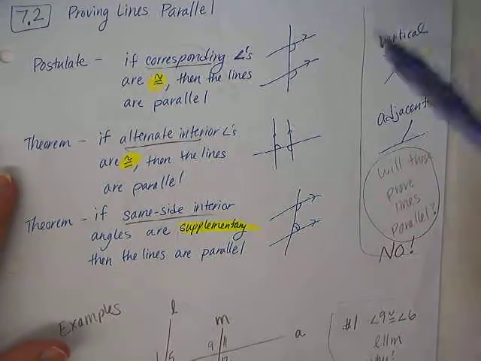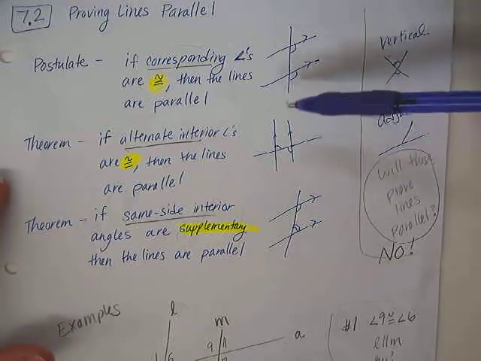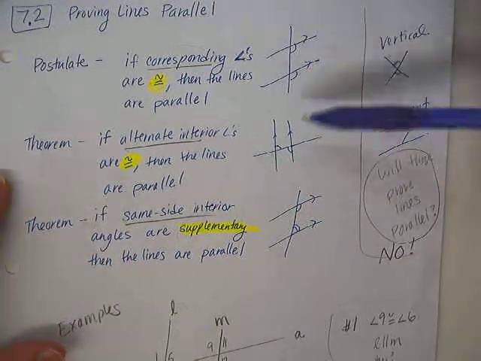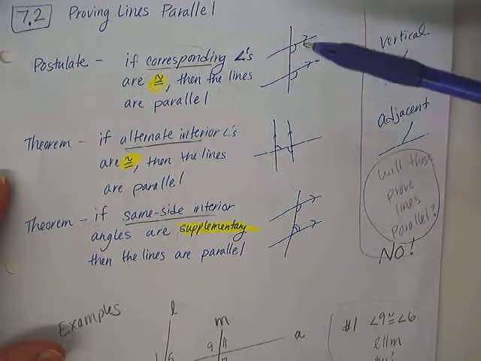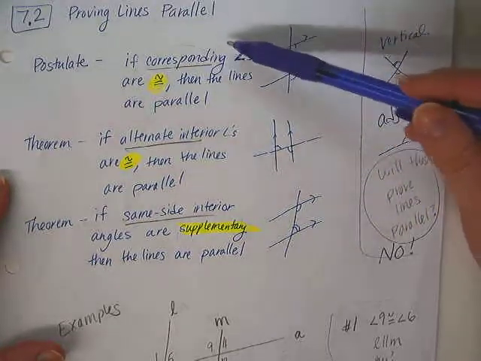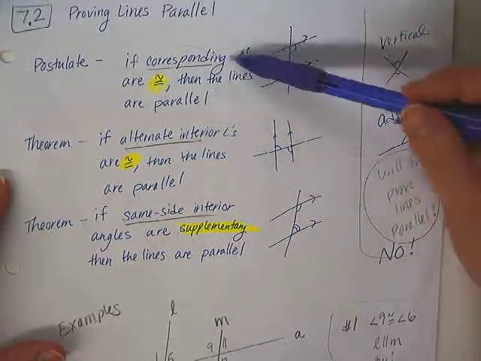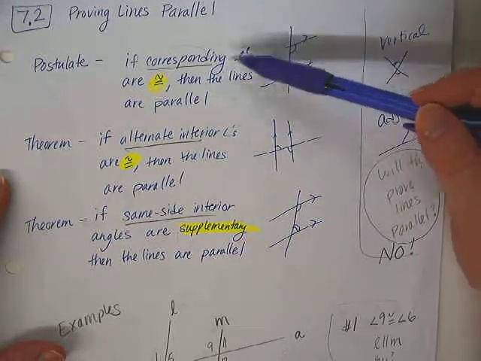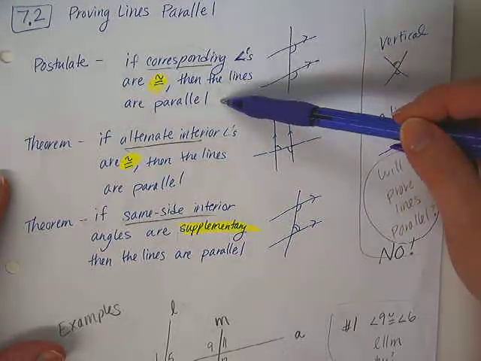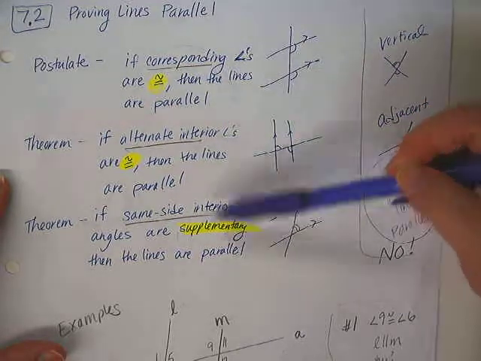So in section 7.2, we're doing the opposite of what we did in our last section. We're taking the postulates and theorems we learned last time, and we're doing the converse. We're flipping them around. Last time what we learned was, if the lines are parallel, then corresponding angles are congruent. We're turning that around. So it's, if corresponding angles are congruent, then the lines are parallel. We're doing that with each of the three postulates and theorems we learned last time.